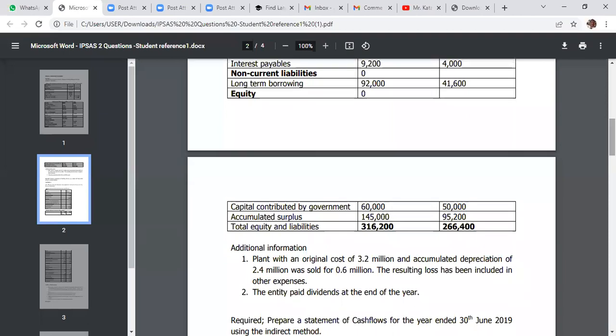They wanted to prepare the statement of cash flows using the indirect method. That's the one I'll begin with because it's the common one that they normally ask or use. Then we shall look at the direct method later. So this is your information.